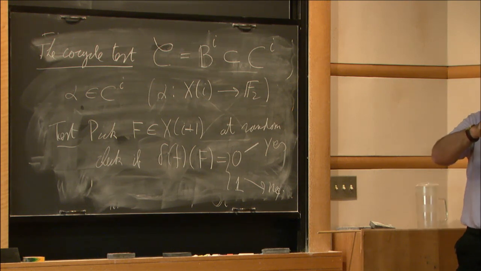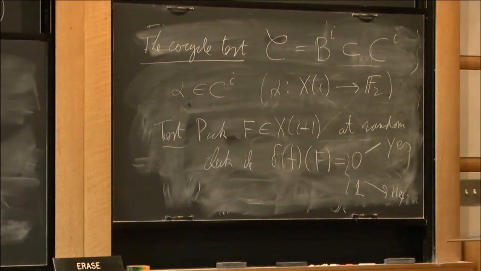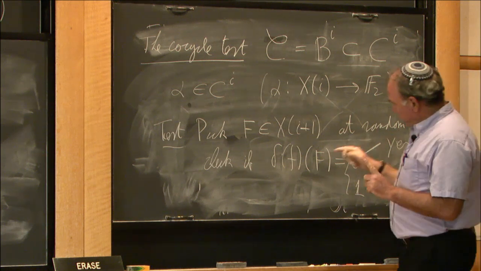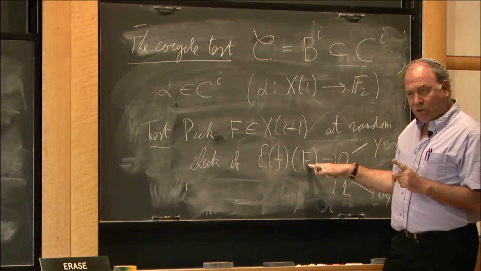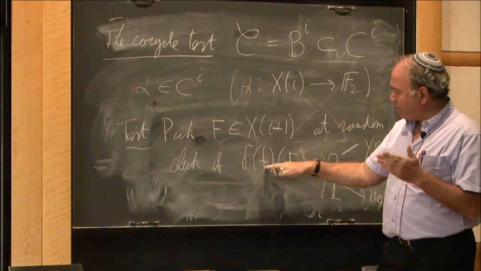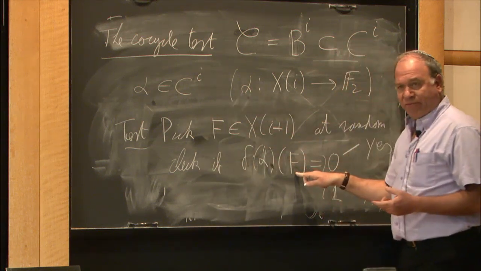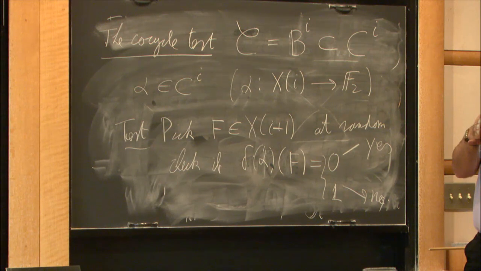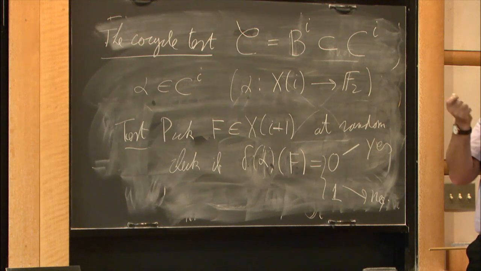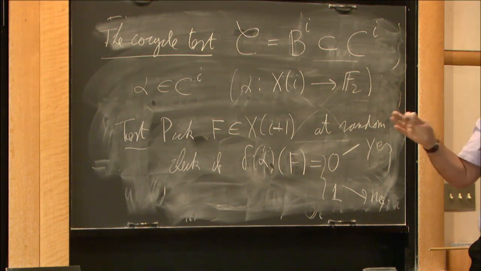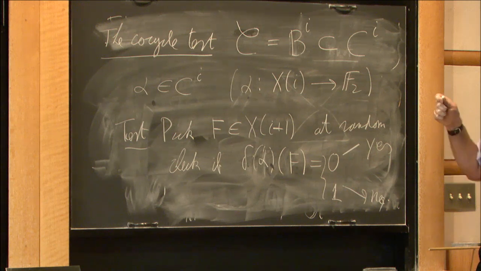So I'm taking an I plus one cell, and I compute this. To compute delta of alpha on F, I need to look at alpha only on the walls of F. The number of walls, since I take a subset of size I plus 1, is exactly I plus 1. I plus 1 is a fixed number independent of the size of the complex.